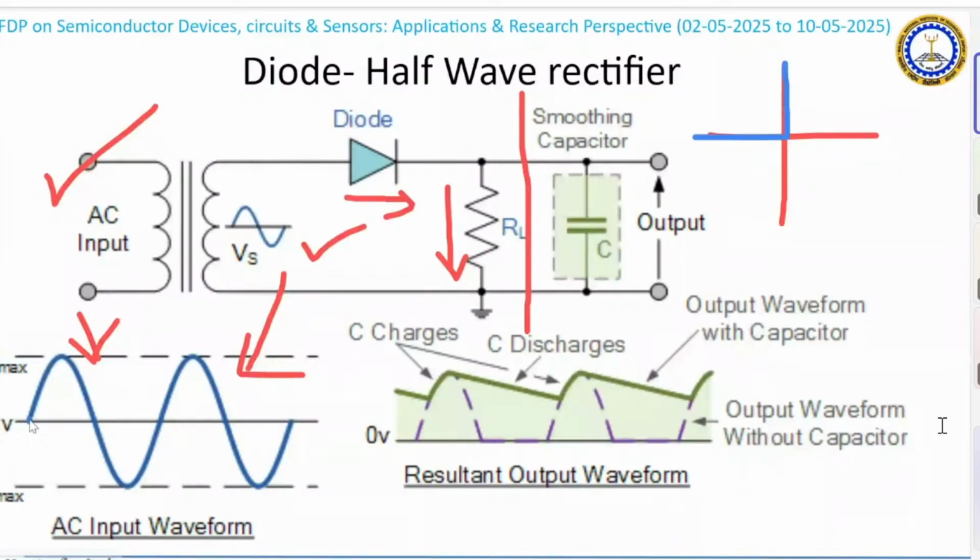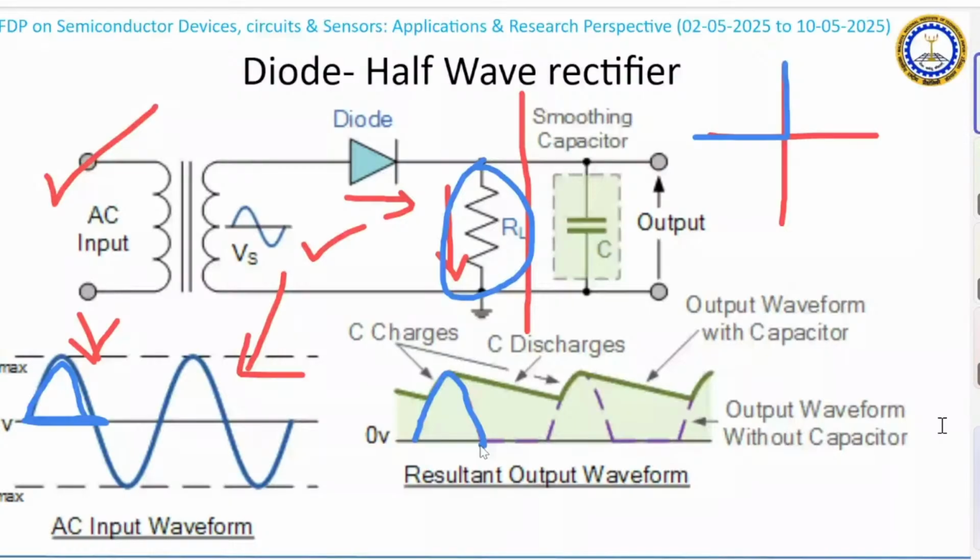So whenever the positive cycle from here to here is there, it means this is more than zero, so it is coming directly to the load resistance. And this is the output. You can see the dotted line over here. This is the output which is appearing at the load resistance. Okay, this is what it is.